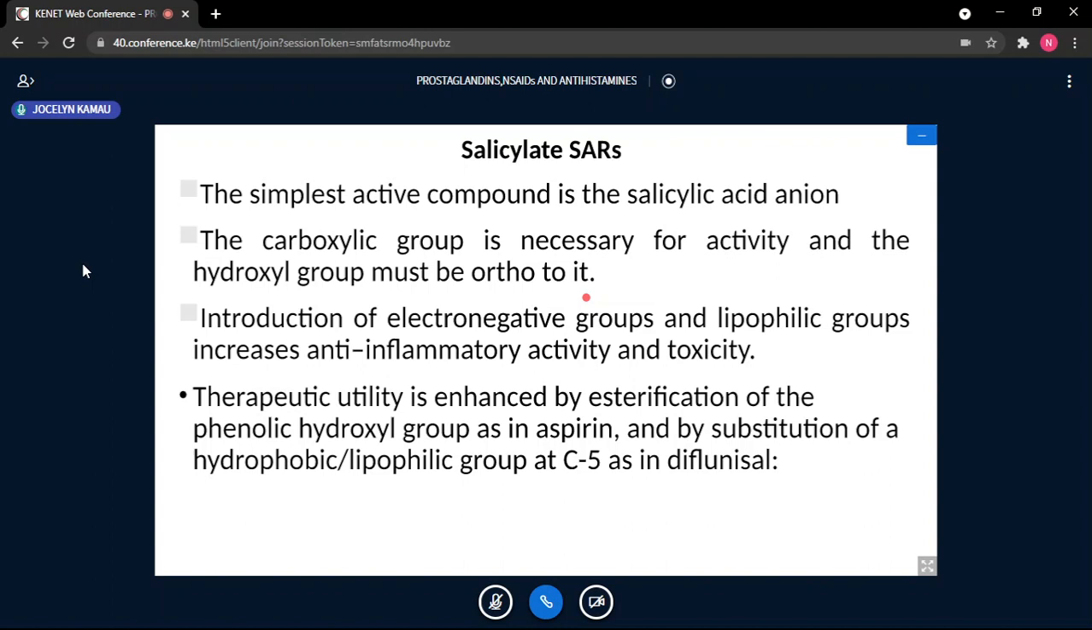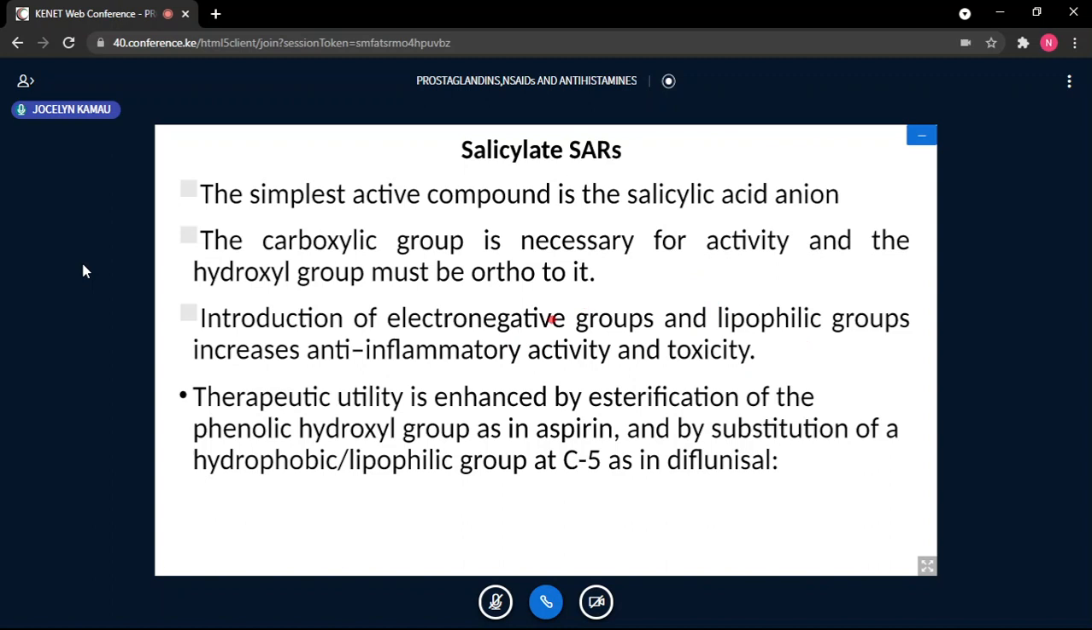The carboxylic group needs to be there, and the hydroxyl group cannot be meta or para. It must be ortho to the carboxylic acid for anti-inflammatory activity. Introduction of electronegative groups and lipophilic groups increases anti-inflammatory activity and toxicity. Remember, electronegative groups have a higher pull; they have a higher love for electrons. They will pull electrons to themselves.